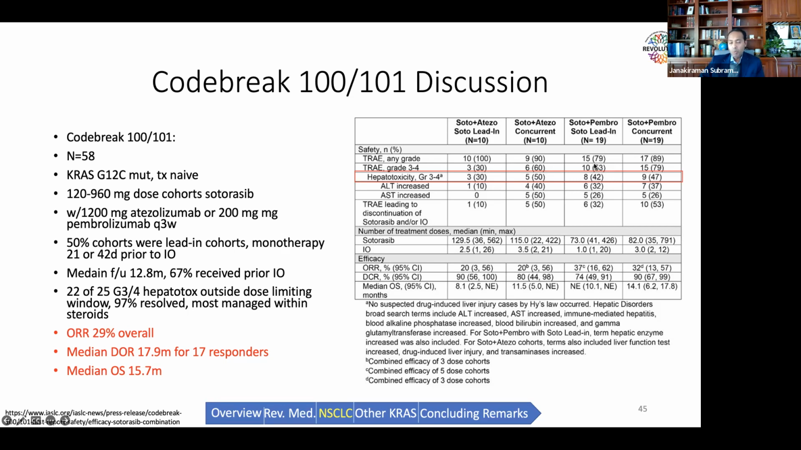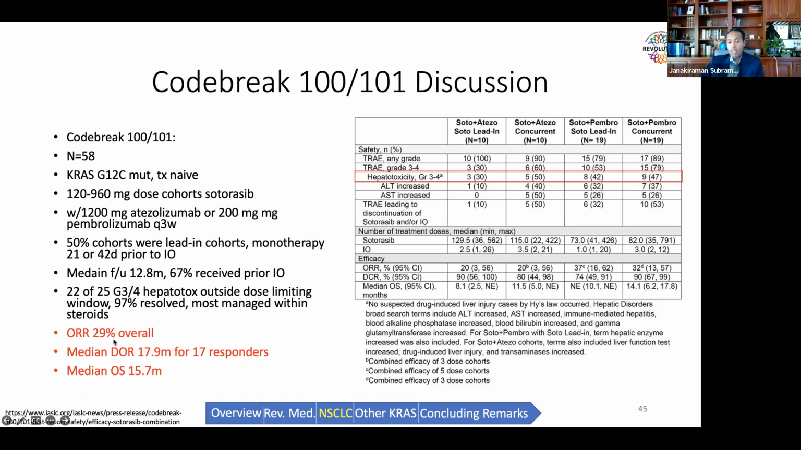So a concurrent approach wasn't great, but a lead-in with the low-dose sotorasib and then bringing the immunotherapy on, closely monitoring it. And in these two cases, where they led in, many of these patients were able to get back on treatment after treating them with steroids, and they think they can manage with a lower dose. Small samples, something to watch out for, but more importantly, you can see that the overall response rate was not bad. It was about 29%. And more importantly, you can see the median overall survival was about 16 months.